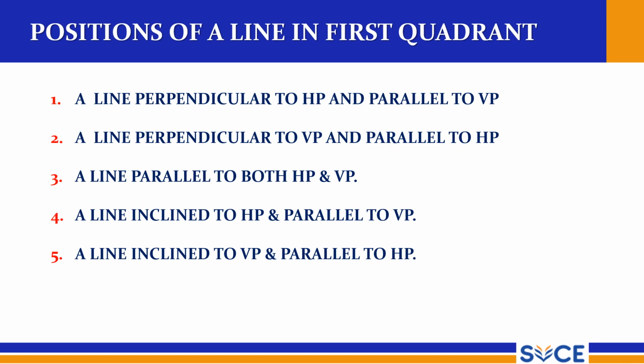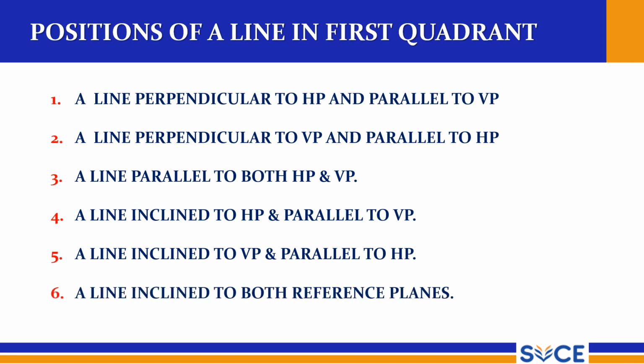And the special case is the sixth one: a line inclined to both reference planes. This itself is the next topic we are going to discuss in detail. And up to the fifth case, these can be categorized as simple cases.